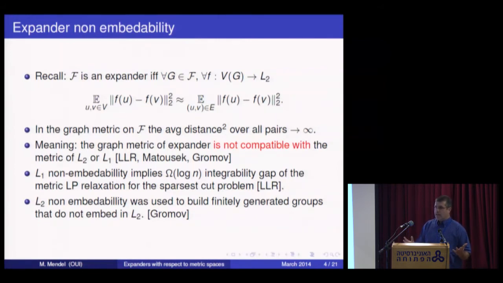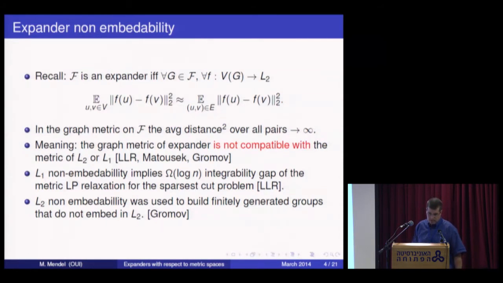So this difference between the fact that in the graph metric the average over all pairs tends to infinity with the size of the graph, whereas in any embedding into Hilbert space this average must be roughly the same as the average over the edges, means that you cannot embed the graph metric.